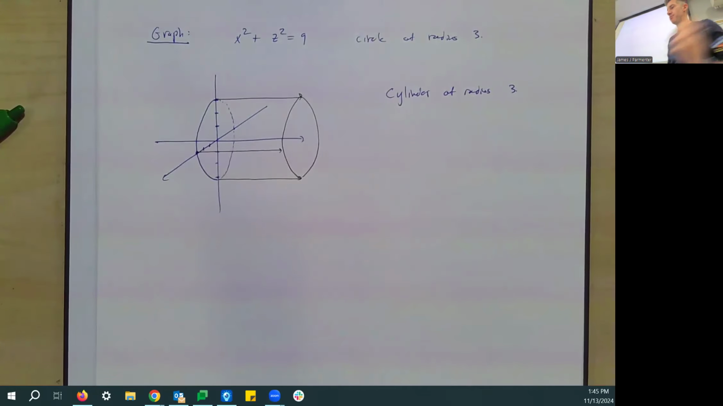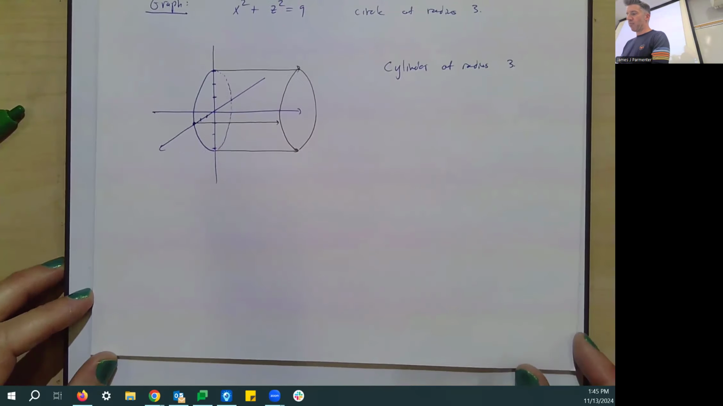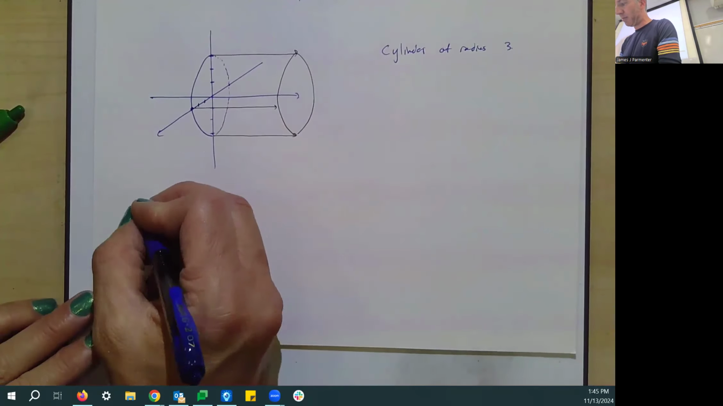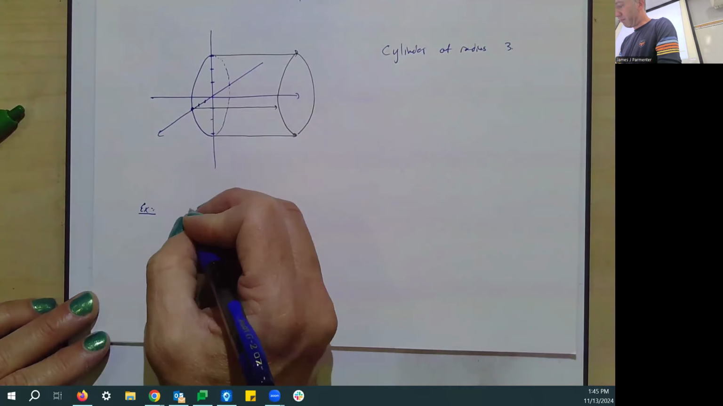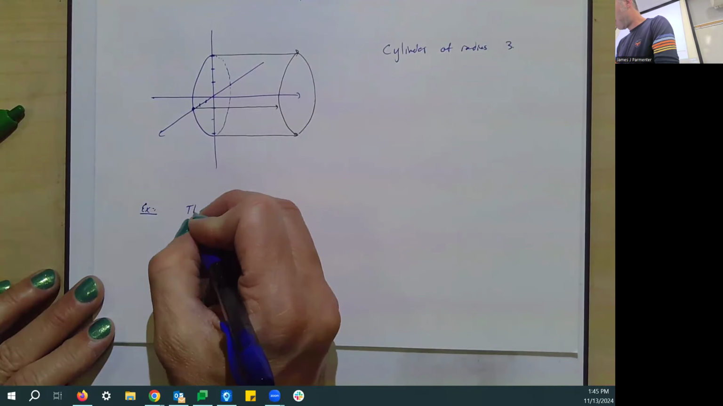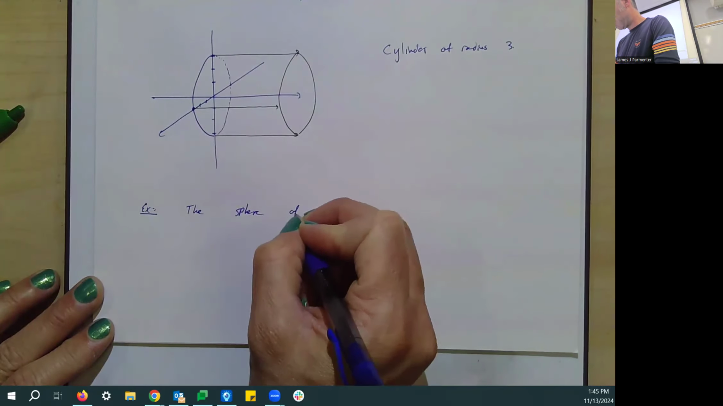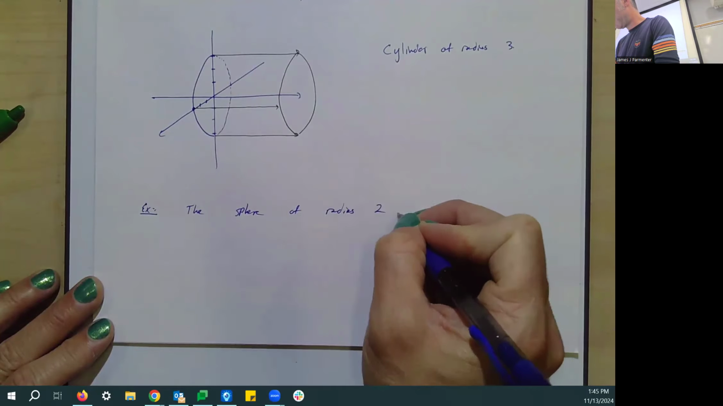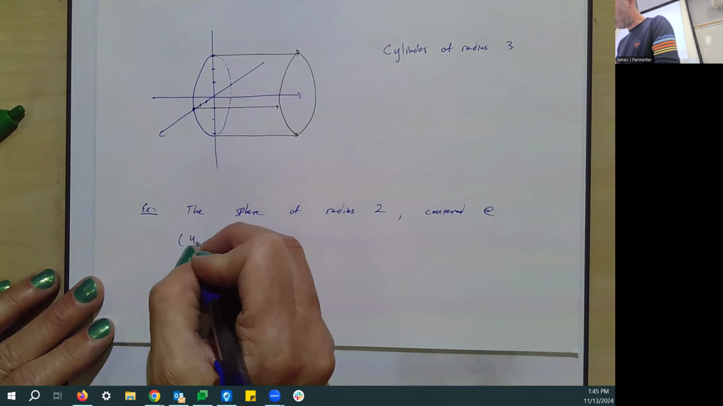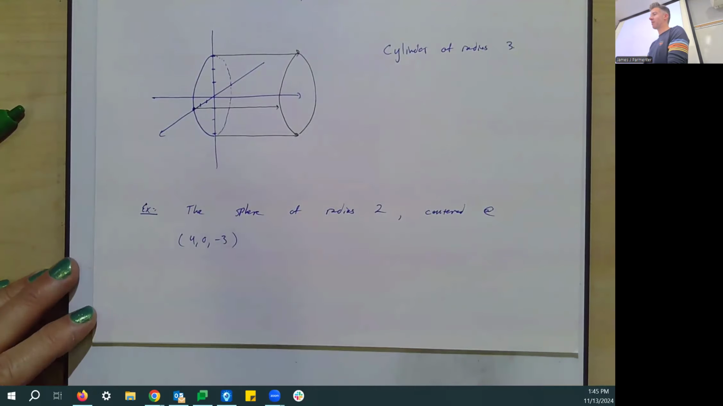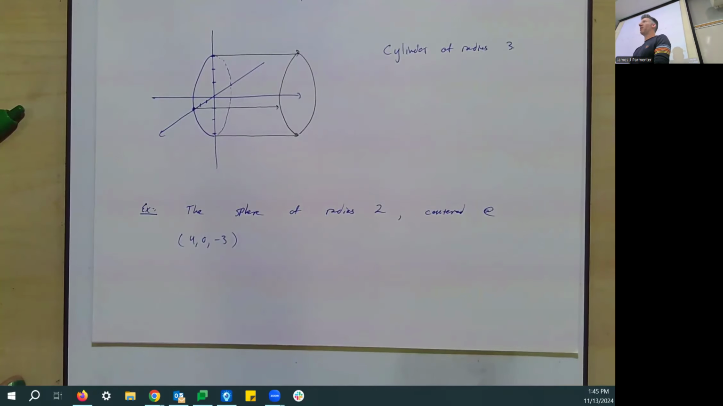All right. Probably the shape we are the most interested in talking about is something like the sphere of radius 2 centered at the point 4, 0, -3. They don't really want to draw. I could draw it, but it's not going to be very informative for me to draw a sphere just somewhere in the middle of space. What I really care more about is finding the equation of the sphere.